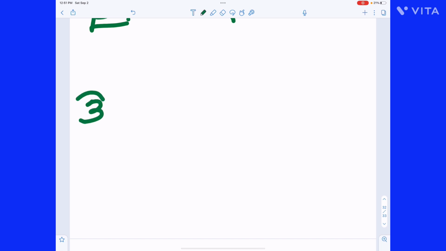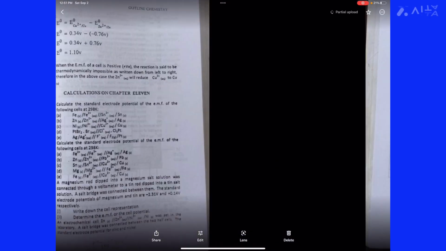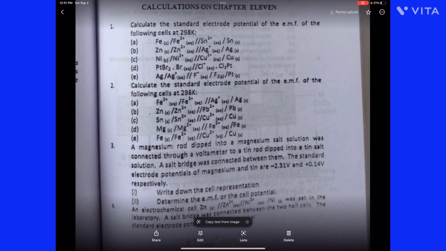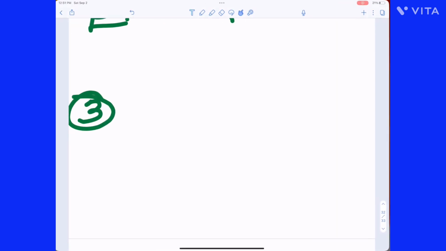Let's go to question 3. I'll be really fast now because of time. Question 3 says a magnesium rod dipped into a magnesium salt solution was connected through a voltmeter to a tin rod dipped into a tin salt. That means we have two half cells: magnesium half cell, tin half cell. Are you getting that? It says a salt bridge was connected between them. The standard electrode potentials of magnesium and tin are minus what? 2.31 and plus 0.14. Let me jot that down.